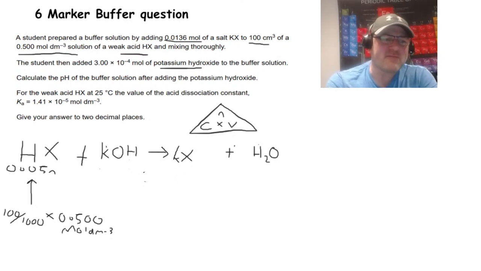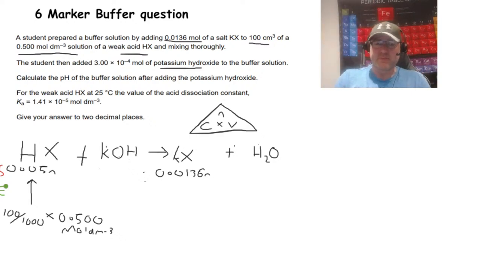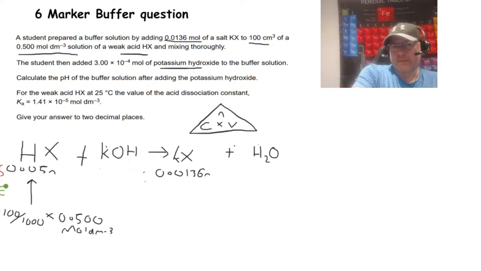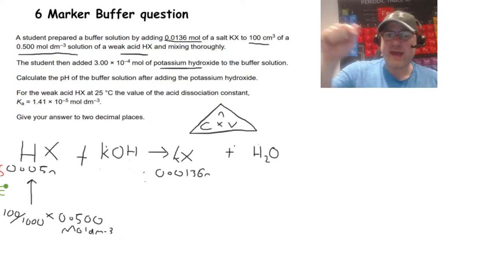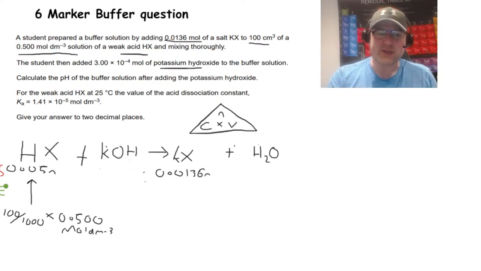Before this reaction takes place, they've told us we already have 0.0136 moles of KX. Okay, this is at the start. So remember I put a little S before, this is at the start. Can someone do the lovely calculation for me and work out, using the same thing we did last time, how many moles of acid and how many moles of salt will I have if they've added 3 times 10 to the minus 4 moles of KOH?